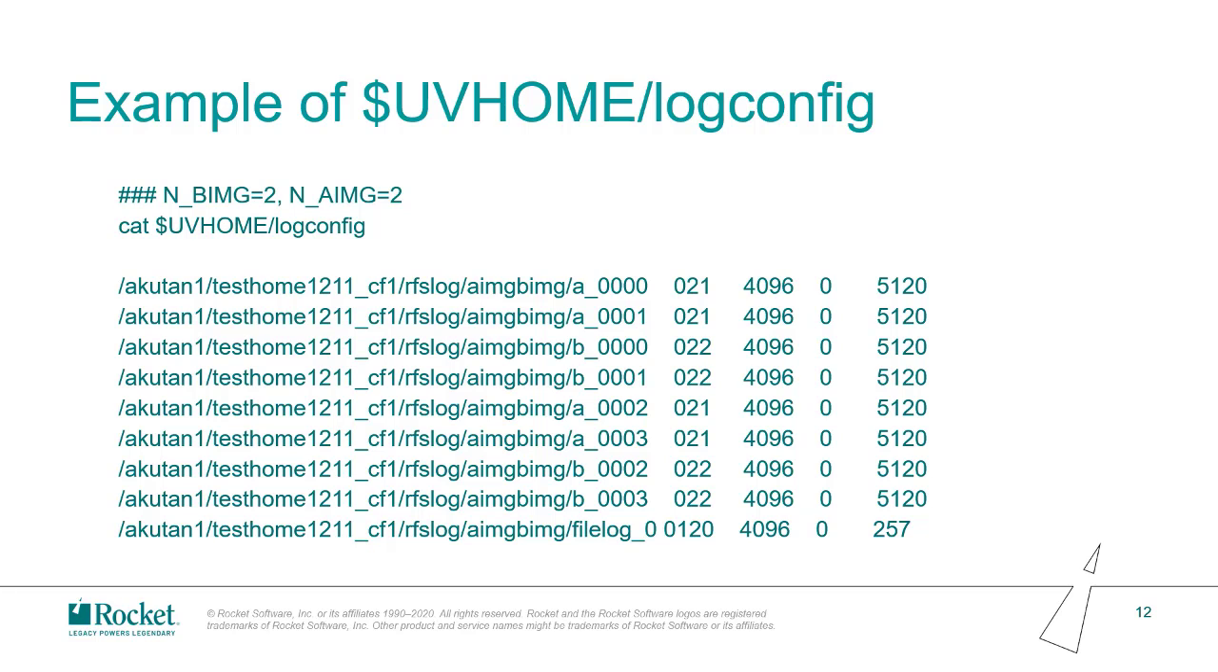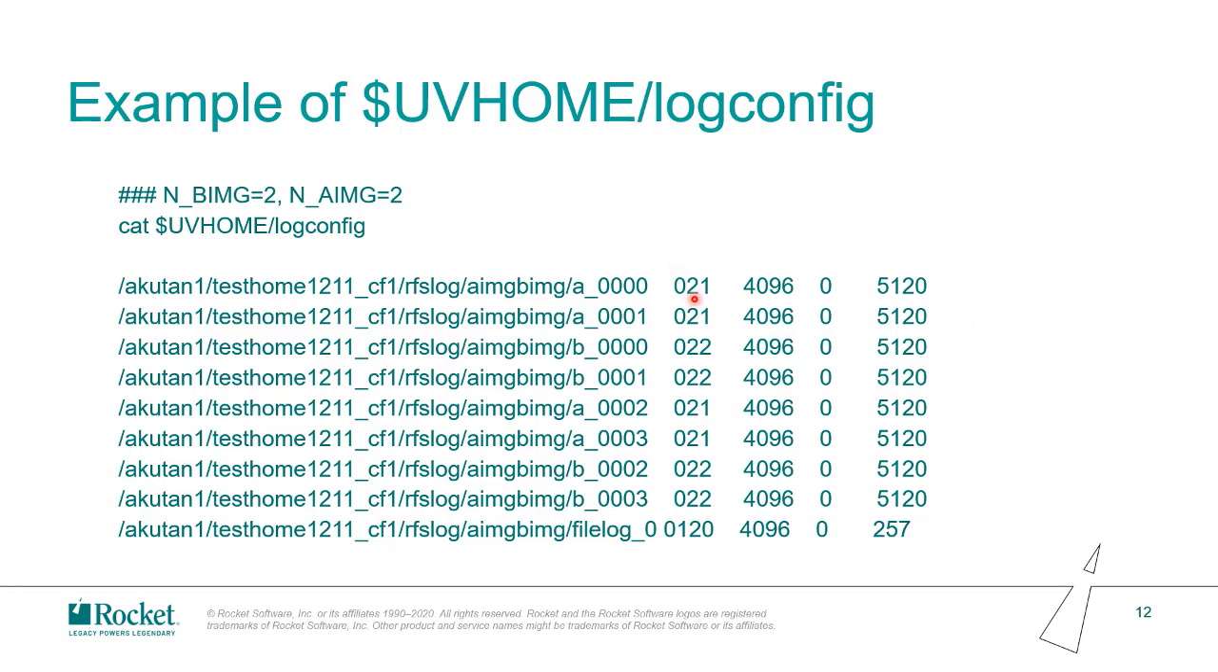This is the default log config file shipped with UniVerse 12.1.1. This corresponds to nBeforeImage equals 2, nAfterImageLog equals 2. The checkpoint algorithm requires two sets of the log files. The first set contains those 4 log files.